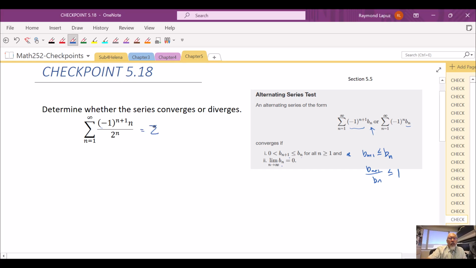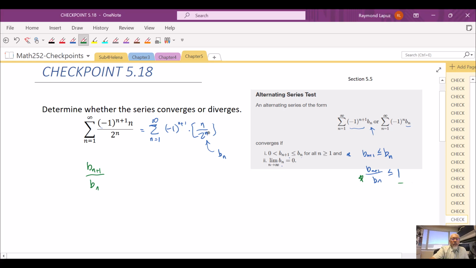Well, maybe before we do that, let us just be clear about the series that we're dealing with. So we have the sum as n goes from 1 to infinity of (-1)^(n+1) times n divided by 2^n. So clearly this is our sequence b sub n that we're going to be testing. All right. So for our first part of the test, we will take the ratio of two consecutive terms. Let's take a look at b sub n+1 divided by b sub n, and hopefully we can show that that is going to be less than or equal to 1.